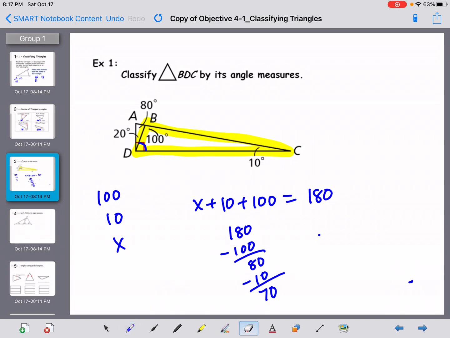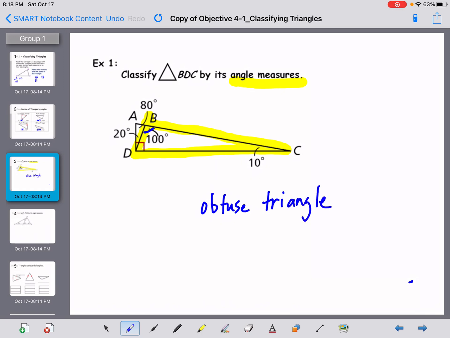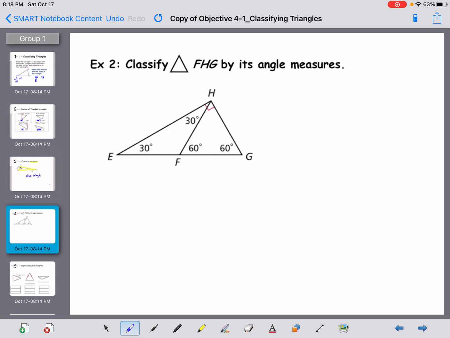I did the wrong thing. I'm a step ahead of myself. It just wanted us to classify it. Alright, we're classifying this triangle by its angle measures. So it has an obtuse angle right here. So this would be an obtuse triangle. I was just doing a little preview of what's to come.